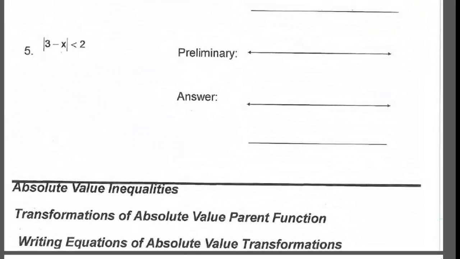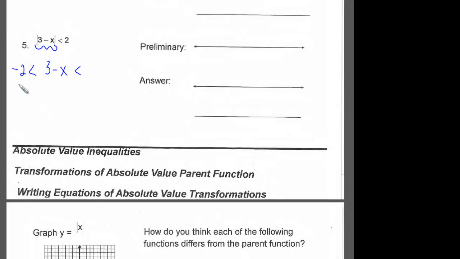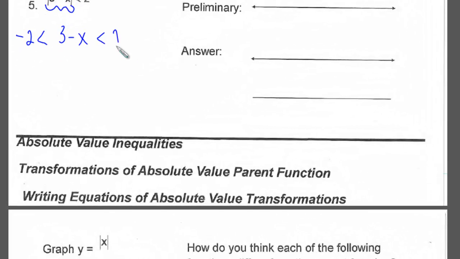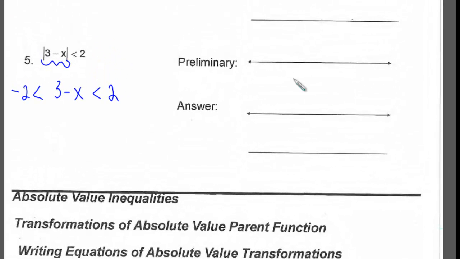Example 5 is an example of a less than symbol. So we already know that we will be using less than symbols here and here. This piece comes out exactly the way we see it. On the left-hand side is the minus part of it. On the right-hand side is the positive. The preliminary graph to this would be negative 2 to 2.